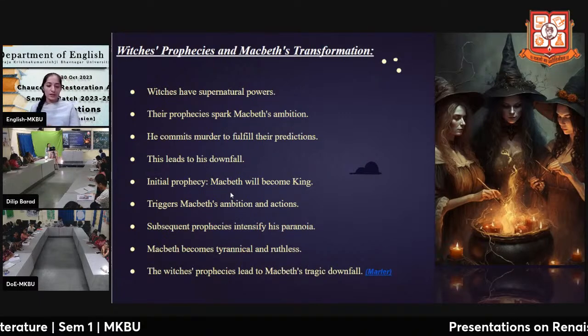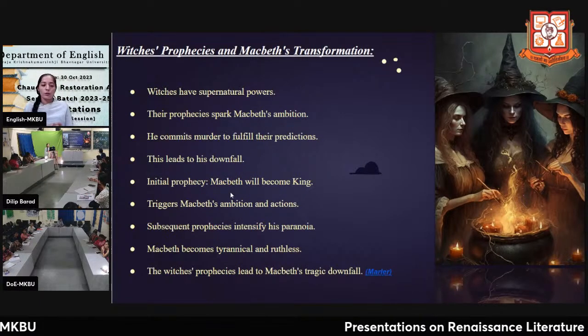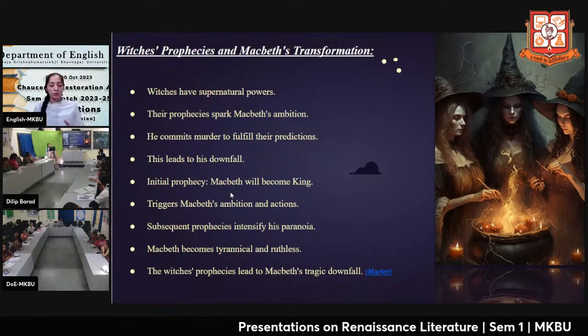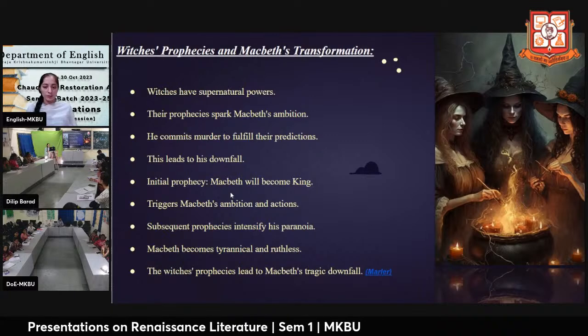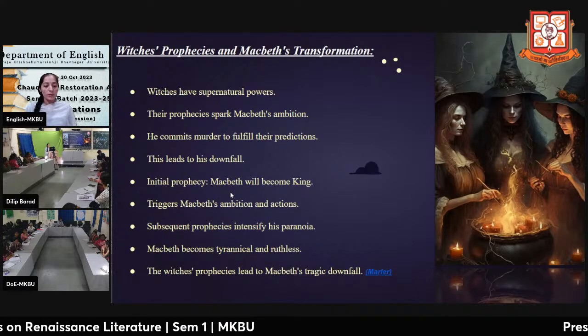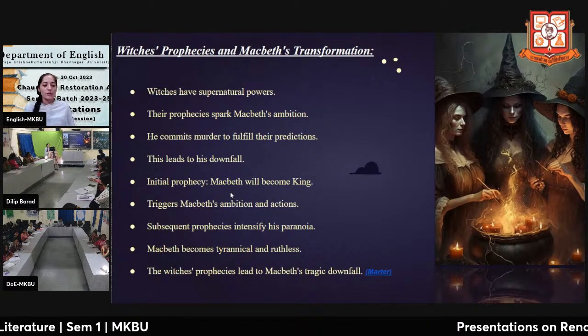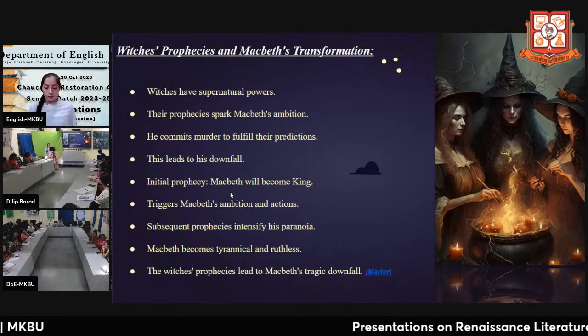Subsequent prophecies intensify his paranoia. Not the initial prophecy, but they made another two prophecies, and these made him more greedy. Macbeth becomes cynical and ruthless. The witches' prophecies lead to Macbeth's tragic downfall.